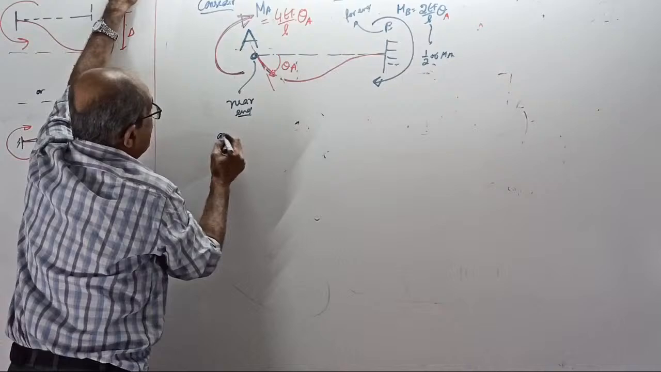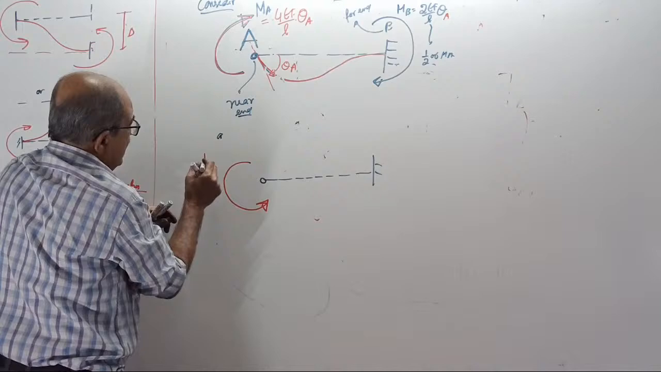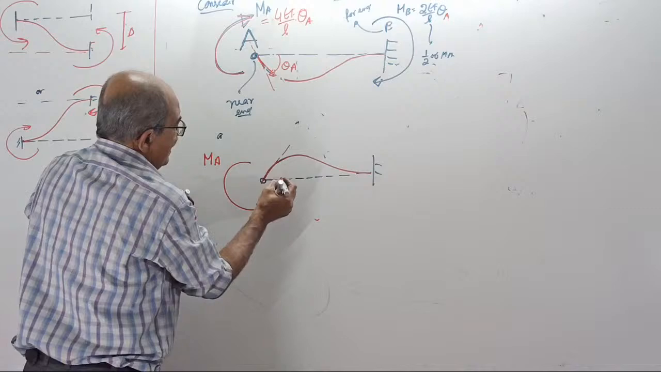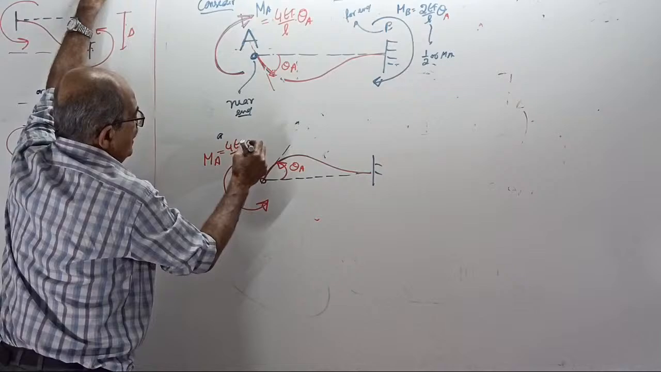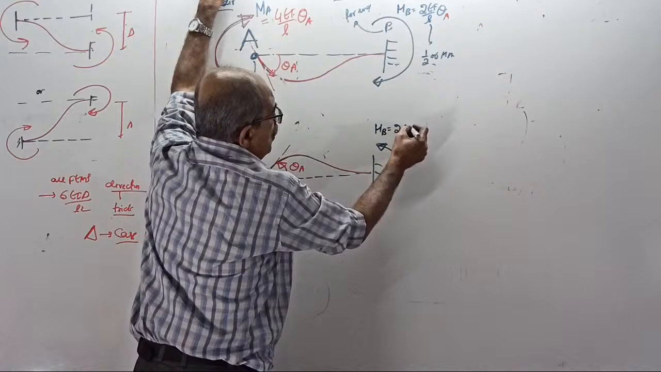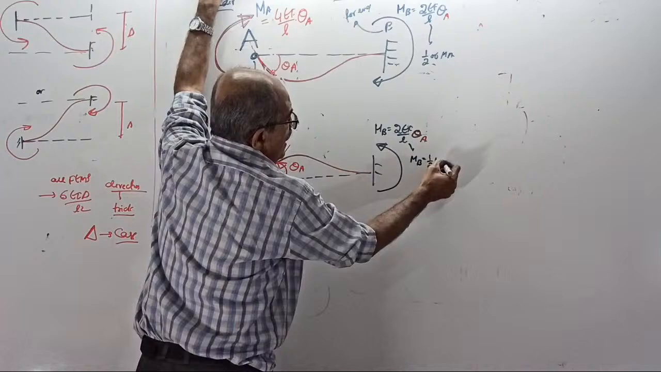Or it is possible that the couple can be anti-clockwise. I will apply MA only. Now the beam will bend like this, elastic curve in red color. If I draw a tangent here, it is anti-clockwise, theta A. No plus minus. Then this MA once again equals 4EI by L into theta A. Then there will be a moment here, if it is anti-clockwise, here also anti-clockwise, MB. MB equals 2EI by L into theta A only. That is, your MB is half of MA.